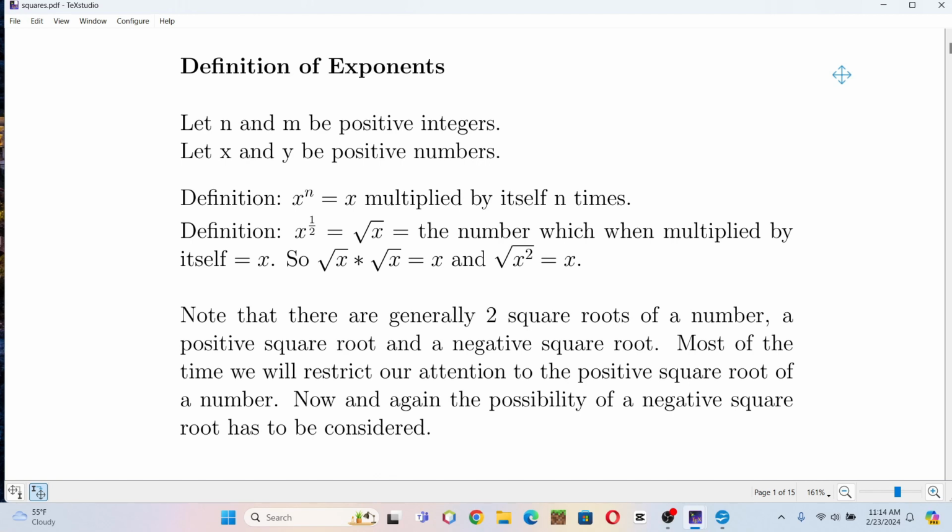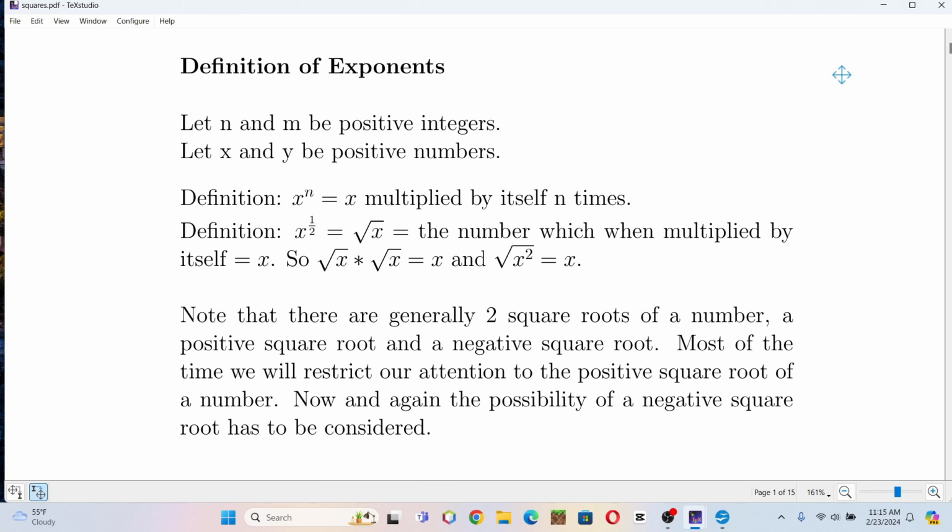Definition: x to the n is defined as x multiplied by itself n times. X is called the base and n is called the exponent. Definition: x to the 1/2 power is equal to root x, and that's defined as the number which, when multiplied by itself, equals x. So root x times root x is equal to x, and the square root of x squared is equal to x.